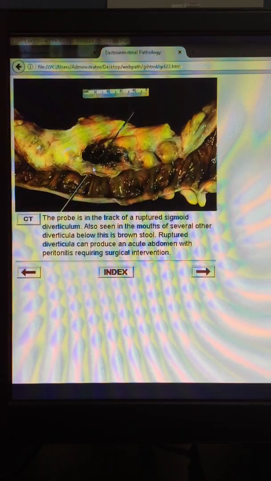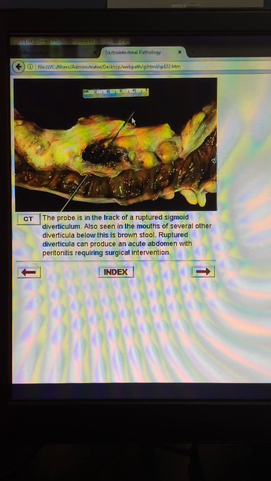This is another example of rupture of a diverticulum. This lesion represents the ruptured diverticulum. It has a brown appearance, and this trocar represents the site of rupture.